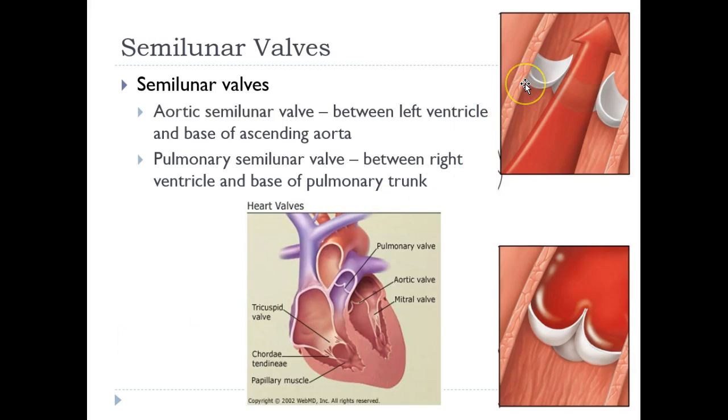We also have these semilunar valves, and we're going to have one in the aorta and one in the pulmonary artery. And basically what happens is when we push blood out of the ventricles, we want it to go in one direction, and again, it prevents backflow. So blood can go one direction, but then can't flow back and get stuck over here.